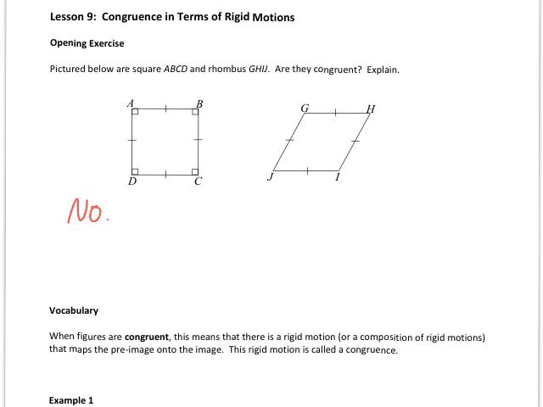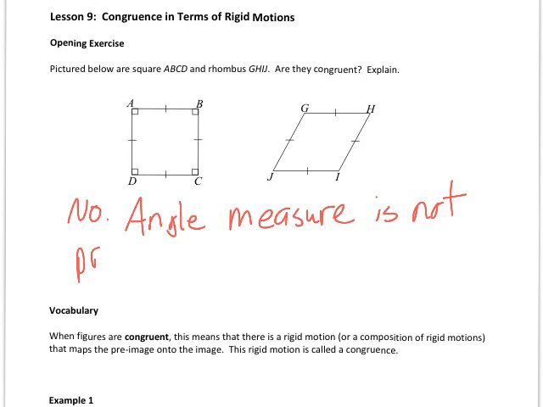And this is because ABCD does not map to GHIJ because the angle measures are not preserved. So they're not congruent because angle measure is not preserved. Size and distance is preserved, but not angle measure. So if I overlaid the square ABCD onto the rhombus, A would not map to G, or I could get one point to map to the other, but the rest wouldn't line up.